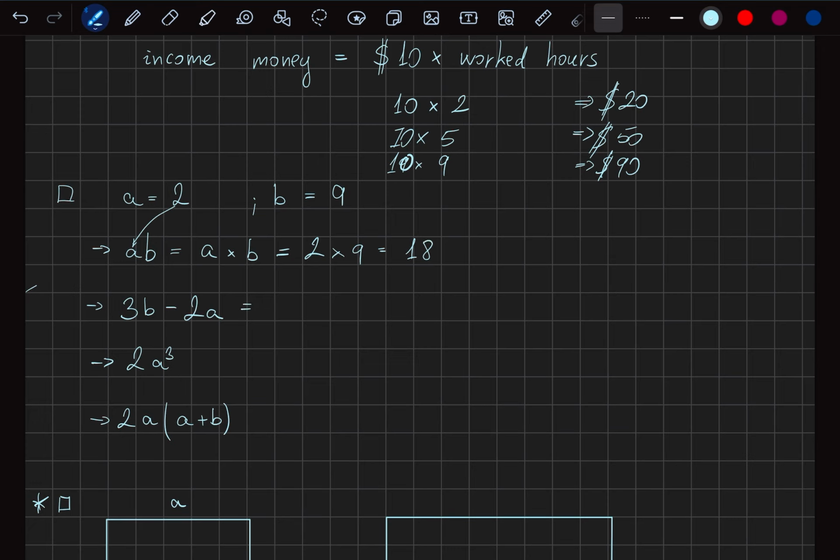This will be the same. 3 times b, 3 times 9 minus 2 times 2. 3 times 9 is 27 minus 4, it's 23. Next one, 2 times a cubed, so it's 2 times 2 to the power 3. 2 to the power 3 is 2, 4, 8, times 2, 16.